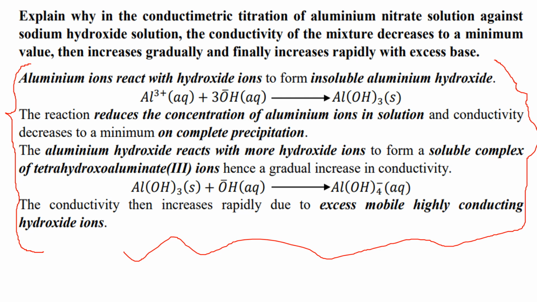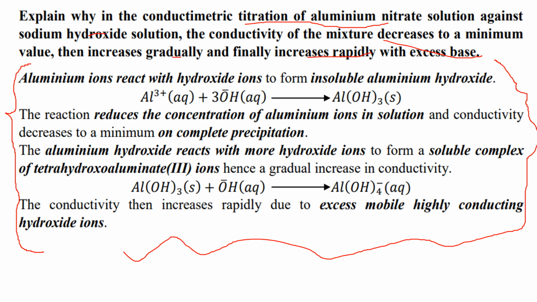Remember that conductivity is made possible by the presence of ions in solution. So the moment you form precipitates, you are lowering conductivity, and the moment you form more ions, you are increasing conductivity. That's the logic behind this question. So you are prompted to explain why, in the conductimetric titration of aluminium nitrate solution against sodium hydroxide solution, the conductivity of the mixture decreases to a minimum, later increases gradually, and finally increases rapidly with excess base. We explain that according to your practicals.